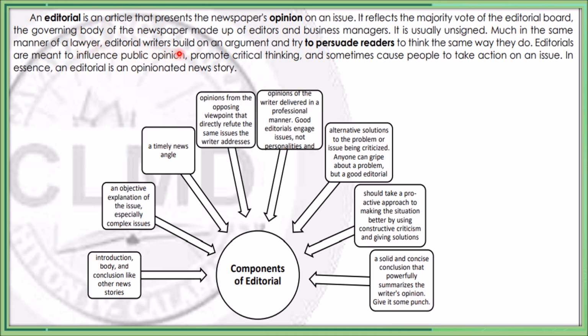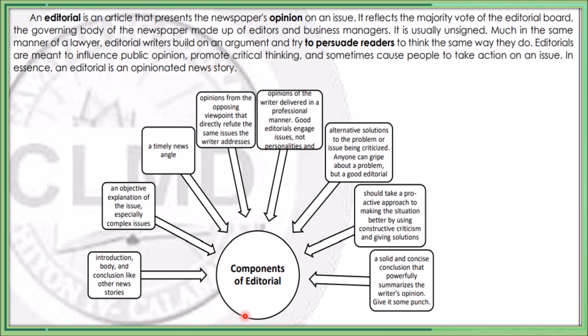Editorial writers build an argument and try to persuade readers to think the same way they do. Editorials are meant to influence public opinion, promote critical thinking, and sometimes cause people to take action on an issue. In essence, an editorial is an opinionated news story.